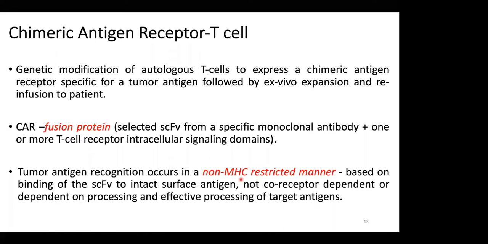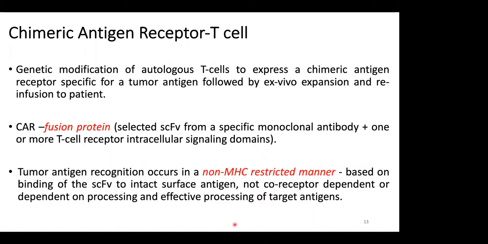So this chimeric antigen receptor is basically a fusion protein. So what is this fusion between? We have a single chain variable fragment from a specific monoclonal antibody, which is targeted against our target of interest.